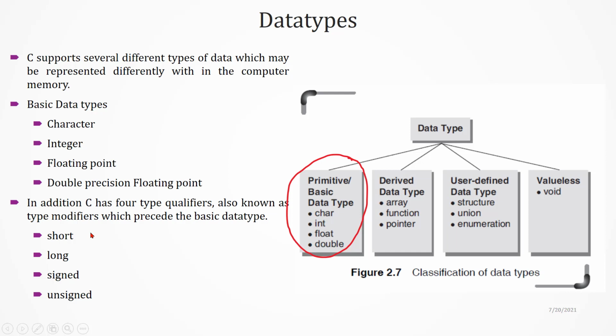So C supports different data types, or different types of data that can be stored in memory. Some basic types are character. Character, we all know, is a single character within quotes, that we already studied. That is a character constant. But when we store the same thing in a variable, we can call it a data type. Similarly, we have integer. Integer means a whole number. Floating point means it has a fractional part also. Double precision floating point means we can store some larger fractional numbers also.